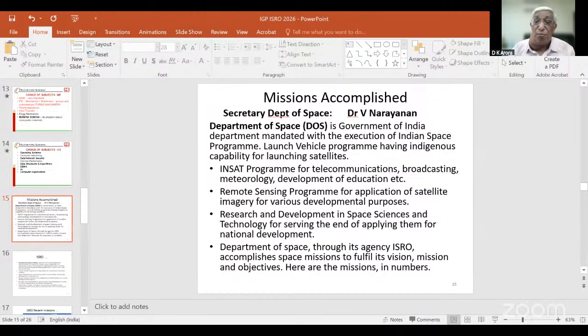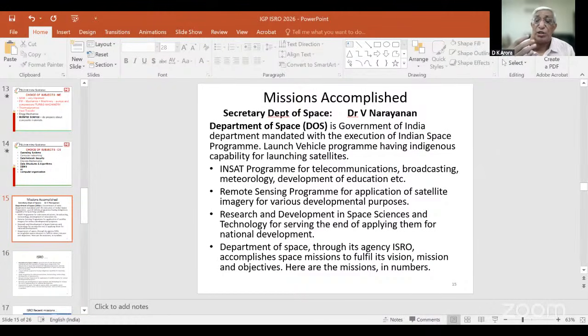Okay. Some aspects related to ISRO need to be looked at. Who is the Secretary of the Department of Space? It is Dr. V. Narayanan. And he is also de facto the chairman of ISRO, right? Department of Space directly reports to the Prime Minister. There is no Minister for Space, it directly reports to the Prime Minister's office, right?